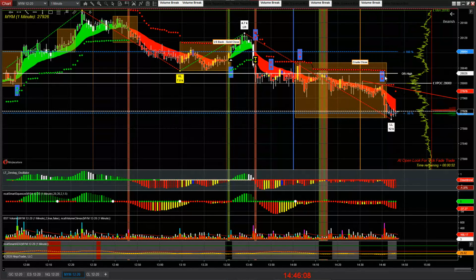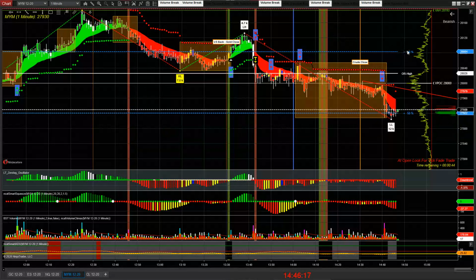This is the one that generates these signals here, the K and the R, key retracement, etc.